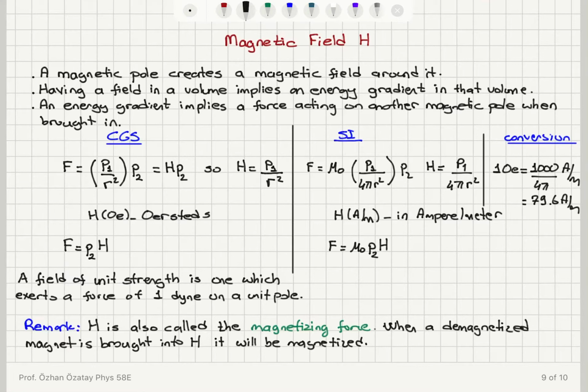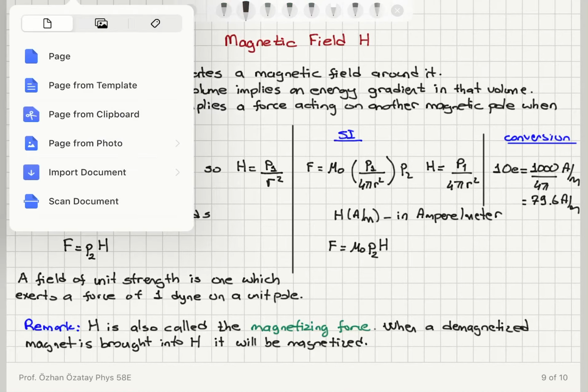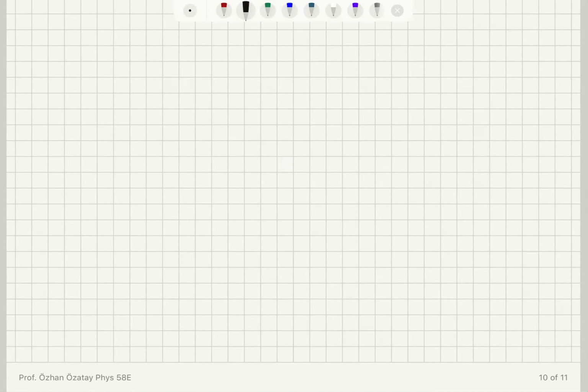So magnetic field is also known as magnetizing force. So we can note some orders of magnitude for magnetic fields. These are some values we should be aware of. So let's give some numbers for orders of magnitudes.